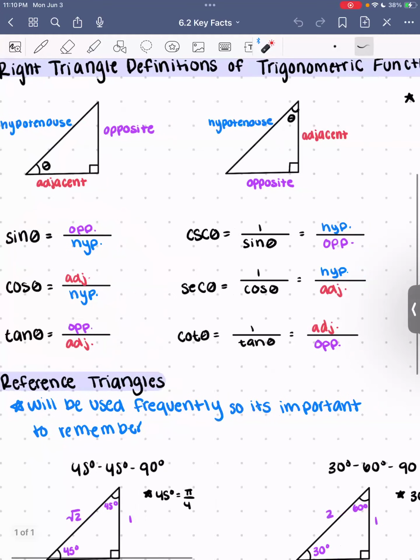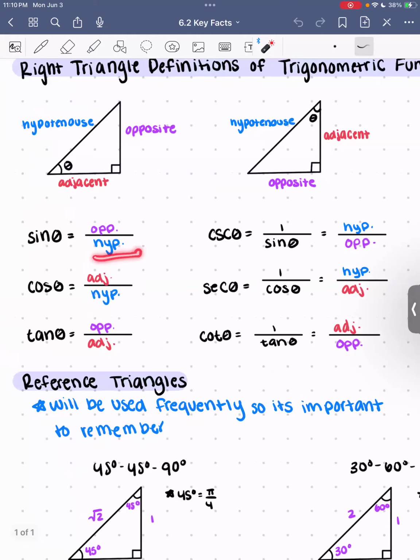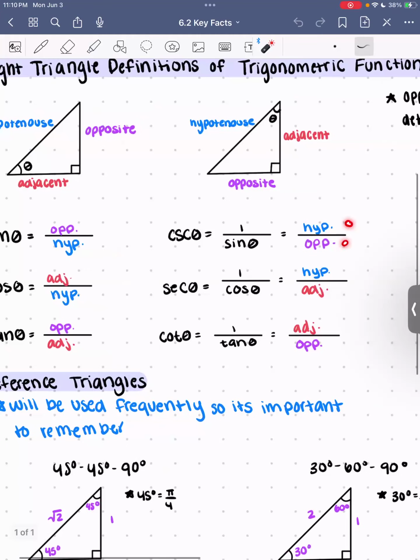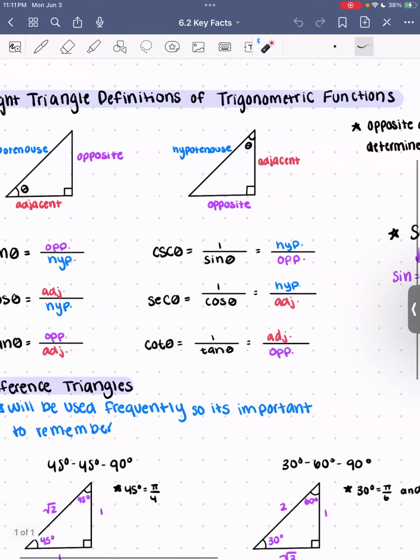And then we get into our reciprocals: cosecant, secant, and cotangent. Cosecant is 1 over sine, so you can just flip our sine function and we get hypotenuse over opposite. Secant is the reciprocal of cosine, so if you flip cosine, you get hypotenuse over adjacent. Cotangent is the reciprocal of tangent, so if you flip that, we get adjacent over opposite. Those are our trigonometric functions.